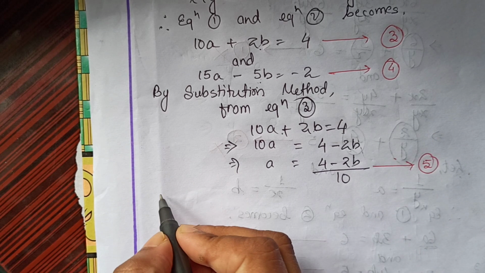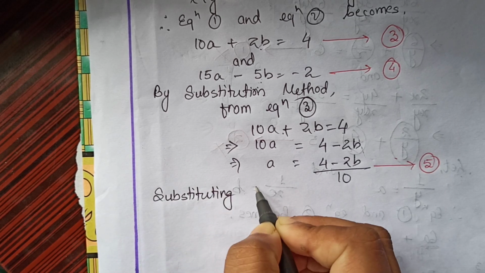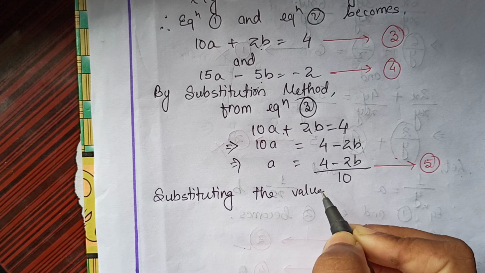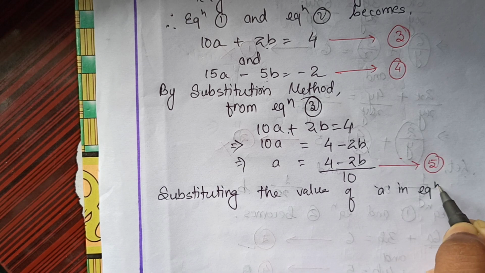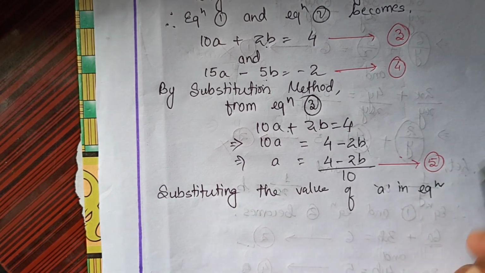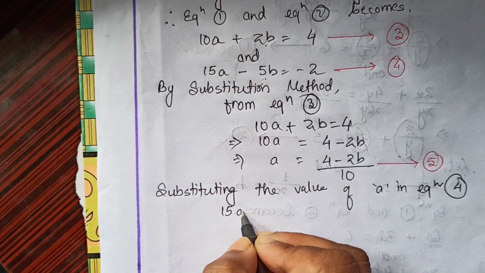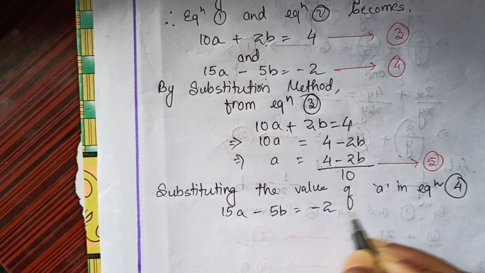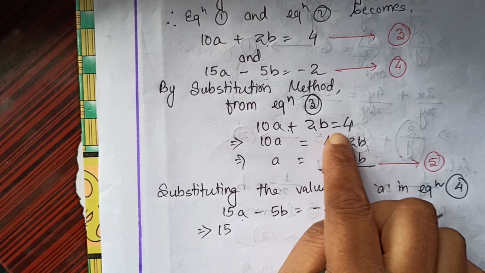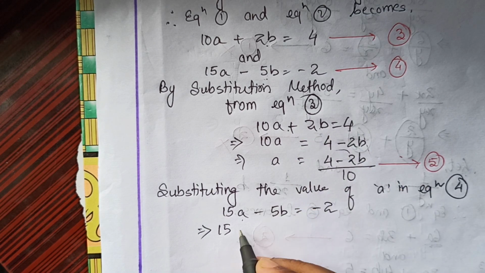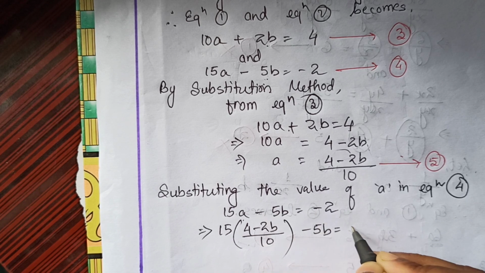So now the next step is substituting the value of a in an equation. Which equation will we use? We have used equation 3, so now we have to write equation 4. We will write here 15a minus 5b is equal to minus 2. So this implies that 15 remains 15, and in place of a we have to put this value, 4 minus 2b by 10, again minus 5b is equal to minus 2.